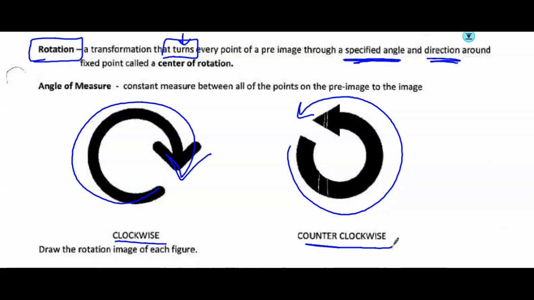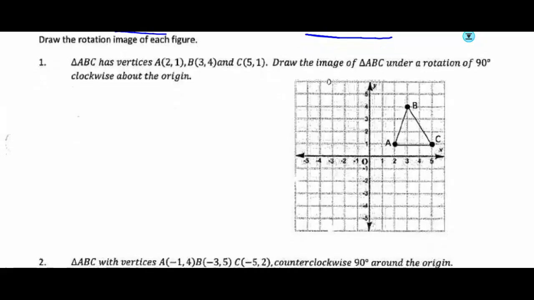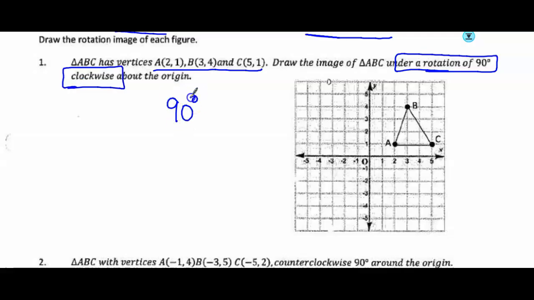The first one says, draw the rotation image of each figure. I have already drawn for you, like yesterday, the A, B, and C vertices of your triangle. So here's the things you have to pay attention to. It says draw the image of triangle ABC under a rotation of 90 degrees. That's the first thing. Clockwise is the second. 90 degrees clockwise.